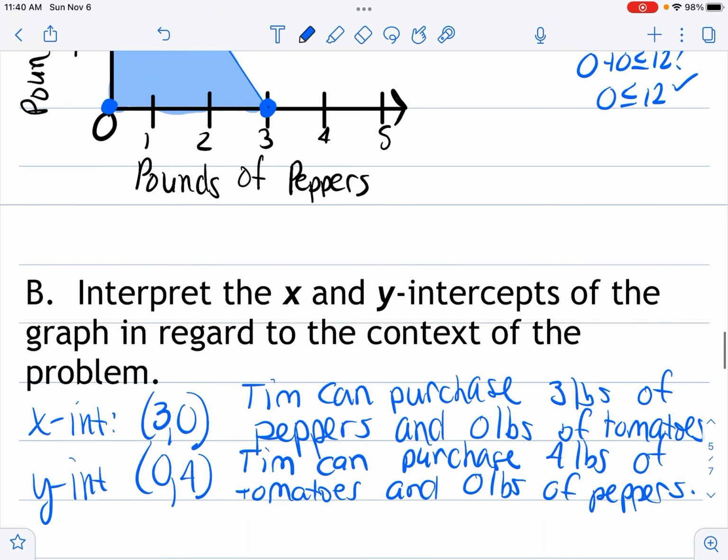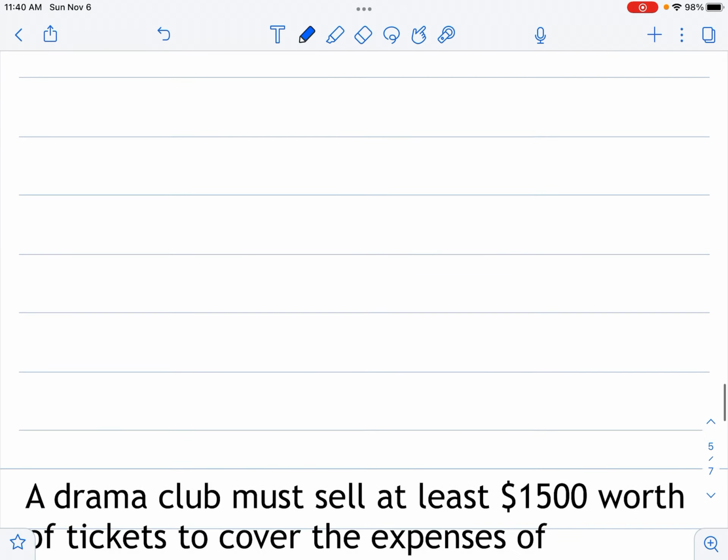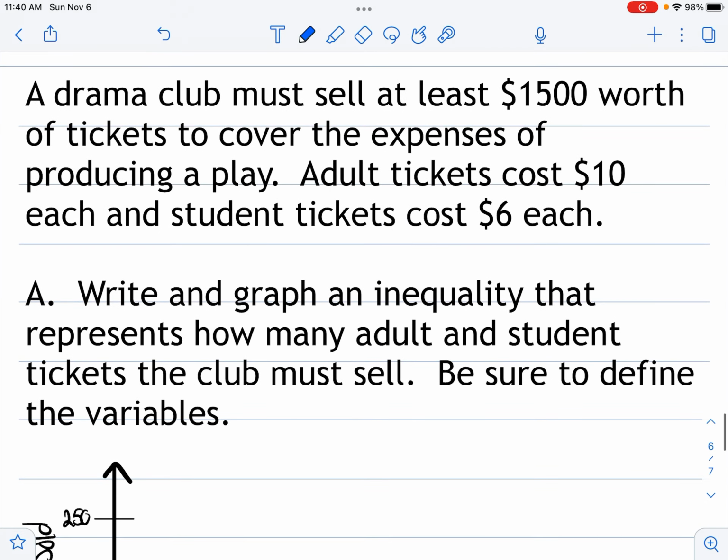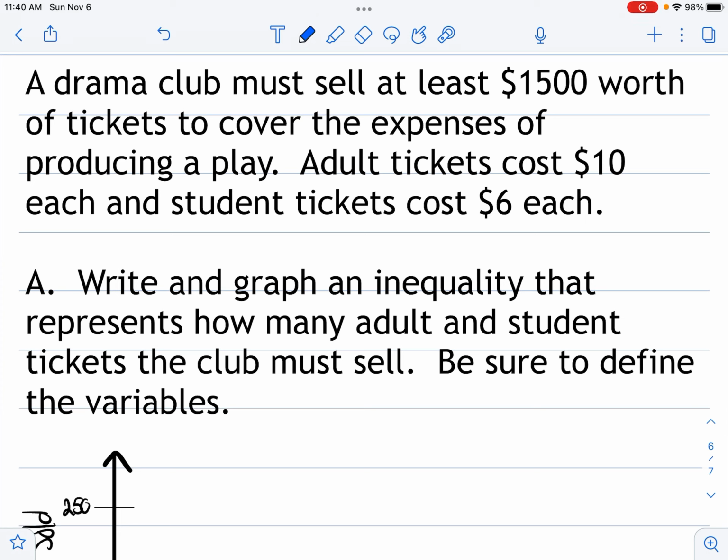There's one more word problem here that I want you to work on your own. It's this one right here with the drama club. I want you to work this one just like you did the previous one, and we'll touch base in class on this one when we see each other again.